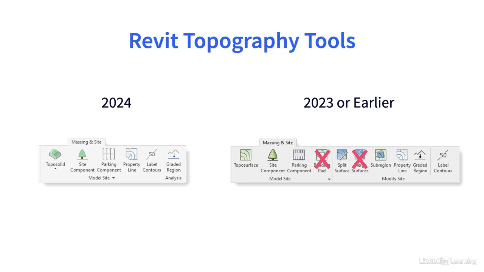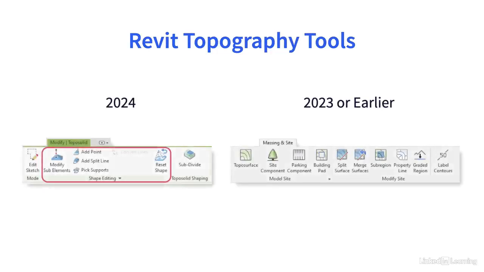Now, there are workarounds to both of these situations. We have ways that we can replicate the functionality of building pads, and we have ways we can deal with the idea of merging surfaces. So I'll talk about both of those later in the course. It's not as though we can't do those things at all. It's just that we won't be able to do them with dedicated tools like we're familiar with in previous releases.